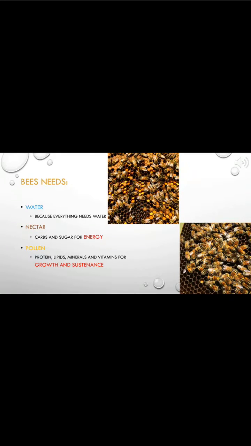Honeybees have three basic sources of nutrition, the first one being water, because everything needs water to survive. The second source of nutrition is nectar. This is where the honeybees get their carbohydrates and energy. The third source of nutrition is pollen. Pollen provides proteins, lipids, minerals, and vitamins for the honeybee. Pollen stimulates growth and maintains sustenance.